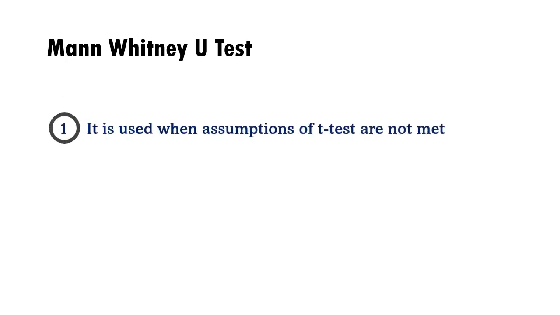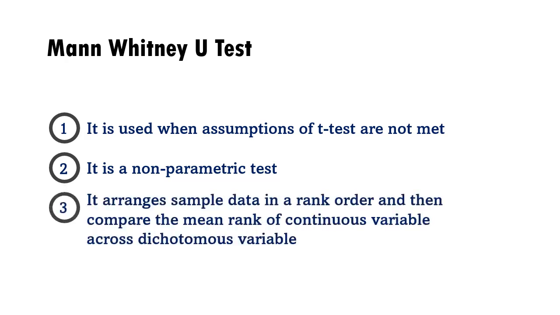So Mann-Whitney U-test is used when the assumptions of t-tests are not met. It is a non-parametric analog of independent sample t-test. It arranges the sample data in a rank order and then compares the mean rank of a continuous variable across a dichotomous variable. And by our previous knowledge, we know that a dichotomous variable is a variable which has got two categories.